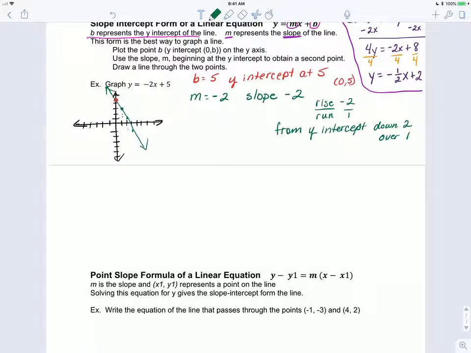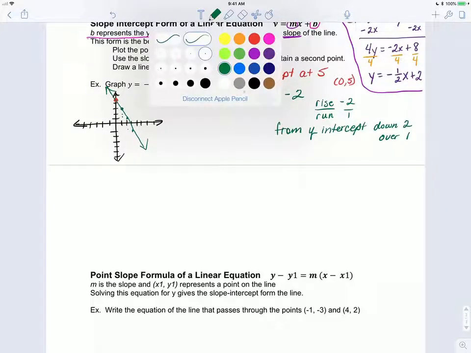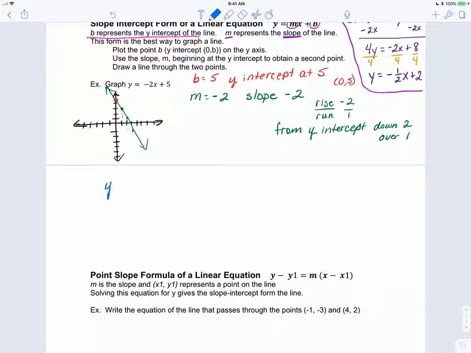Well, let's look at the one that I made over there. Y is equal to negative 1/2 x plus 2. Well, try to think about this on your own. What's my y-intercept? It's at 2. What is the slope? Well, my slope is negative 1/2.